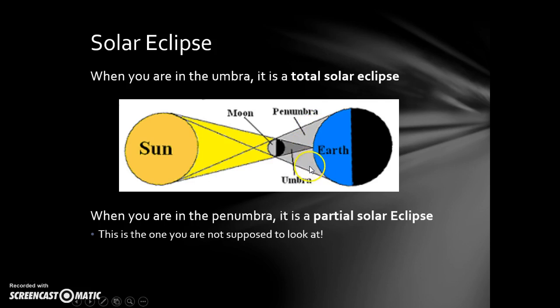That's the one you're not supposed to look at. You're not supposed to look at either of them, but the partial solar eclipse is the one you're really not supposed to look at. And we talked about why in class last week.